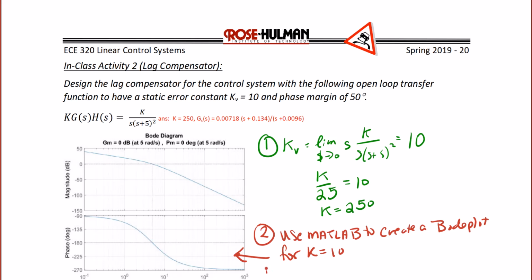Remember, relative stability means you'd want the phase margin to be a positive number, ideally between 30 and 60 degrees, and the gain margin to be a positive number, ideally 6 decibels or greater. But 0 degrees, 0 decibels is marginally stable. Negative gain margin is unstable. Negative phase margin is unstable.